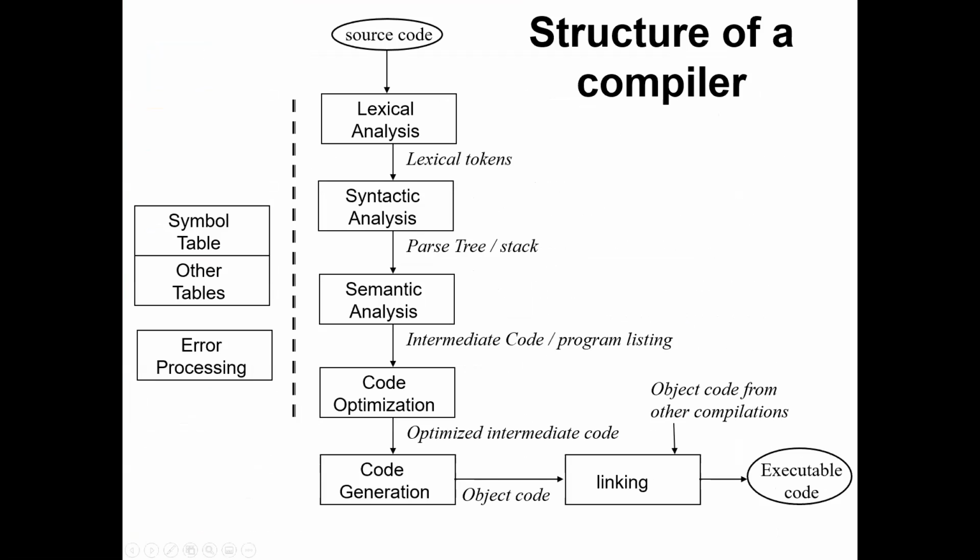All right, so what we're talking about, again, as a reminder, change my pointer back. Come on. Pointer. There we go. All right, so we're in the semantic analysis phase of the compiler, which means that we're reading the parse tree or the stack that was generated in the syntactical phase. And we're going to generate this intermediate code or a program listing file, depending upon what options we were given by the programmer when they were compiling the code. Okay, so that's what we're going to do.